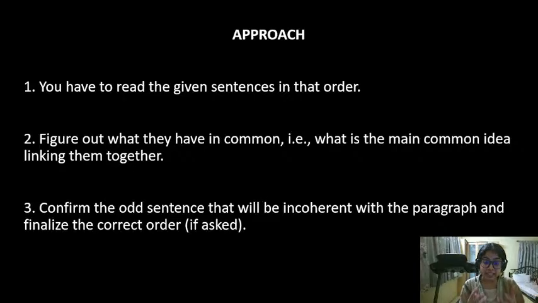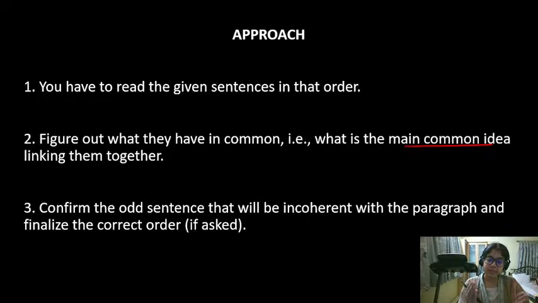ठीक है, ये कैट का सवाल है, इजी तो नहीं होगा. ठीक है, डायरेक्टली एक ऑड वन आउट तो नहीं दिखेगा, तो जो ऑड वन आउट होगा वो भी ब्लेंड करेगा. It will have a similar theme. Okay, it will have a very similar theme. So figuring out what they have in common will be easy for you because the theme will be recurrent. Okay, what is the common main idea?